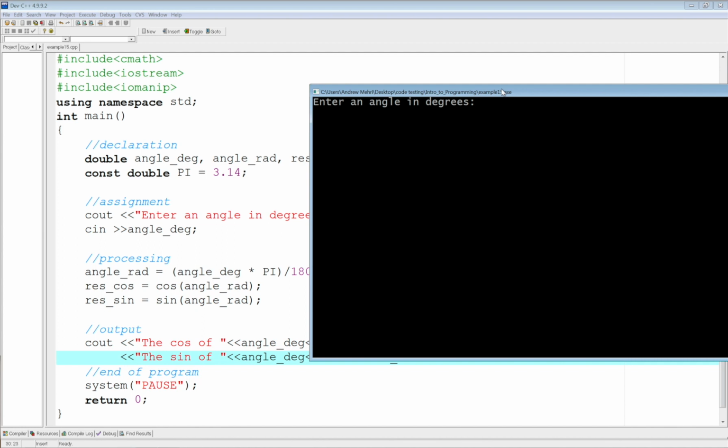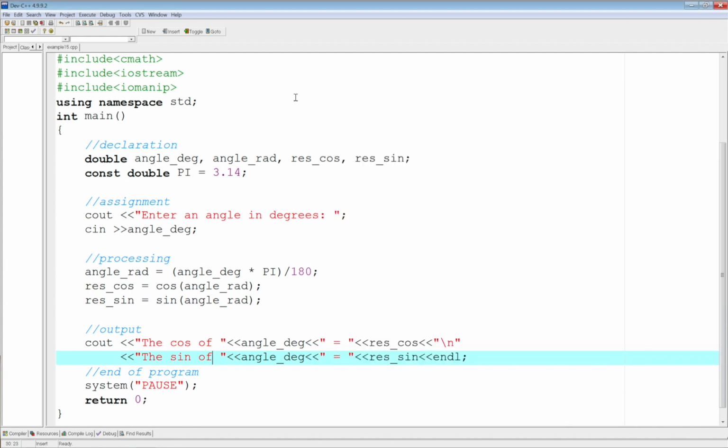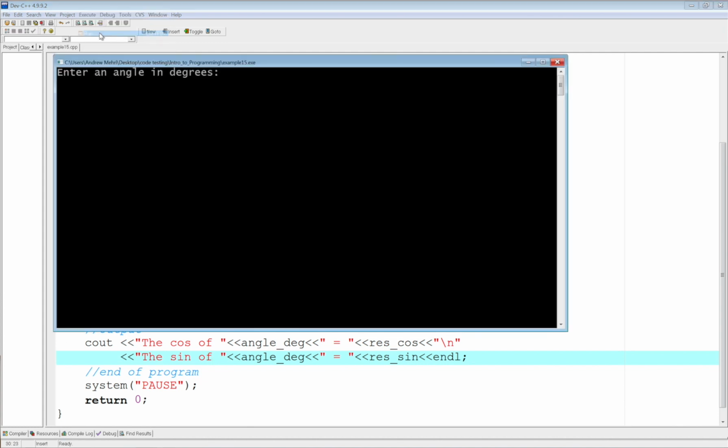So let's enter our 45 degrees again. Cosine of 45, as you can see now, equals 0.7. So this way you can always have a reference as to what angle you entered. All right, let's do 0 degrees. Can you guess what the results might be? Right? So we're going to go for an extreme.